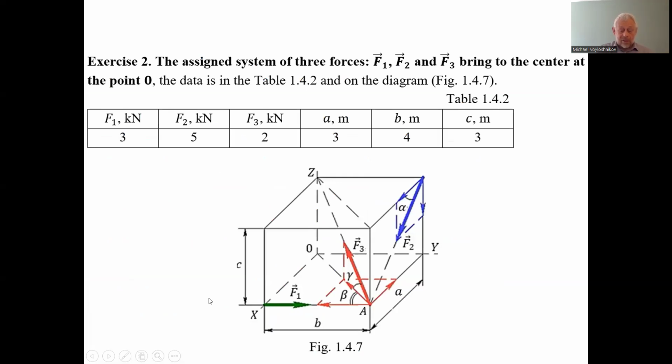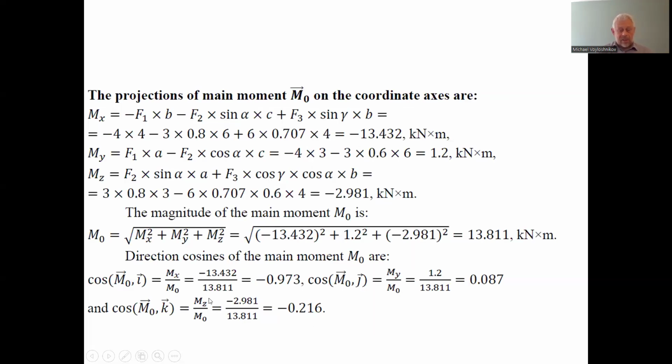So this is the solution of the assigned exercise: finding the main moment, the main force, and the direction cosines of the angles of the main moment and main force.